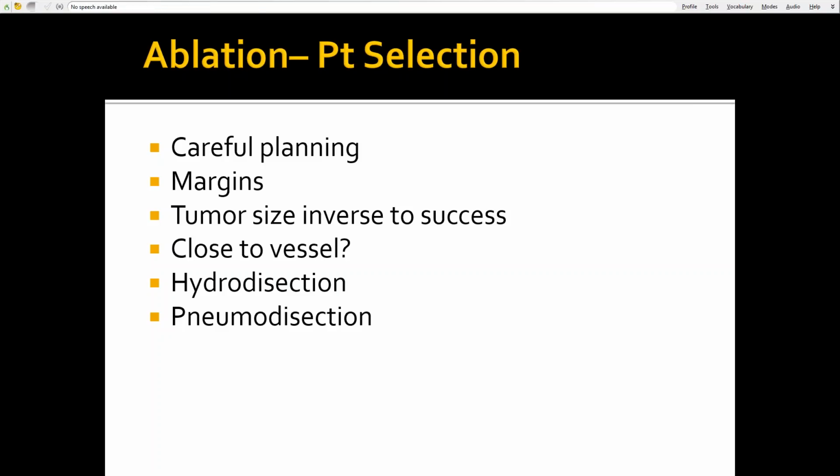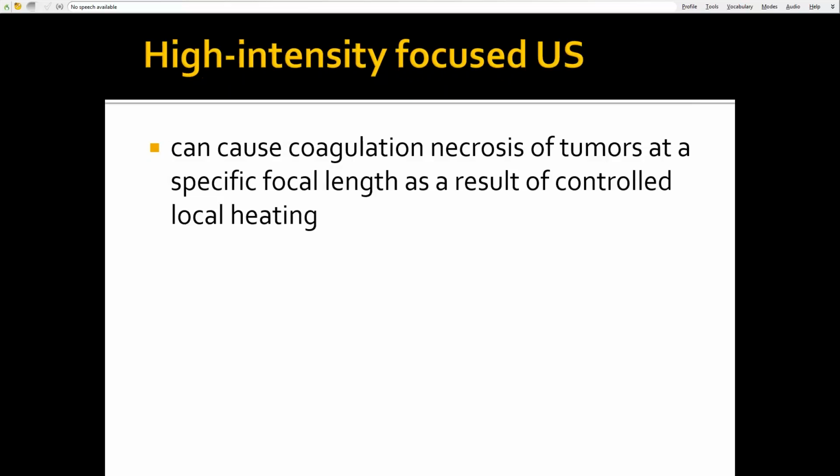Are they close to a vessel? You have to be worried about heat sink effect with some of the modalities again. What about hydrodissection? Sometimes you've got to push structures out of the way. You've got to get the loop of bowel out of the way. You've got to get the spleen out of the way. Whatever it is, you might have to utilize some additional maneuvers in order to kill your tumor. Sometimes you've got to use air. It just depends. And I'll show you some cases here where we've had to use those.